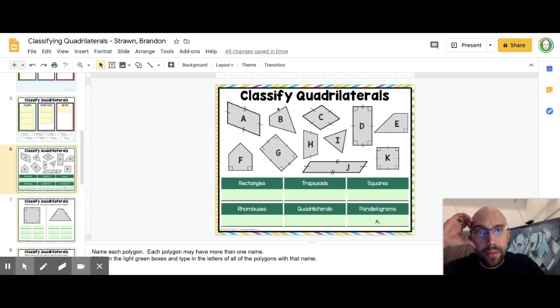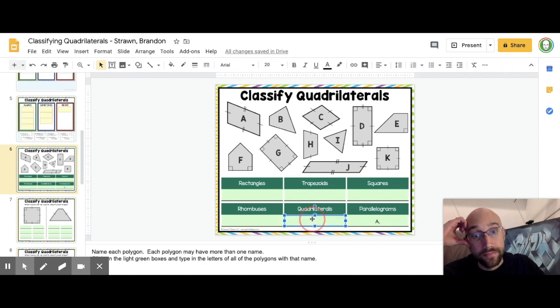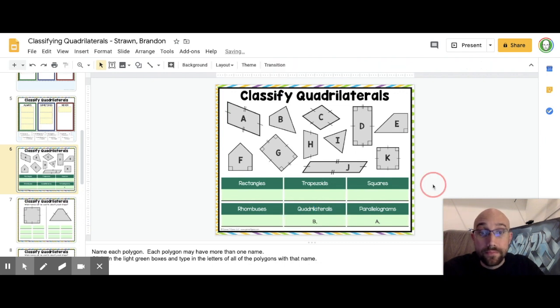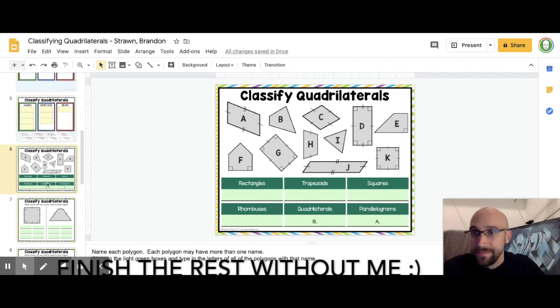Let's do one more. B. Well, does it have 4 sides? Great. Does it have any parallel sides? No. Does it have any right angles? Doesn't look like it. So we can just put that one. I'm going to double click down there at the quadrilaterals box and put B. And we're good to go.